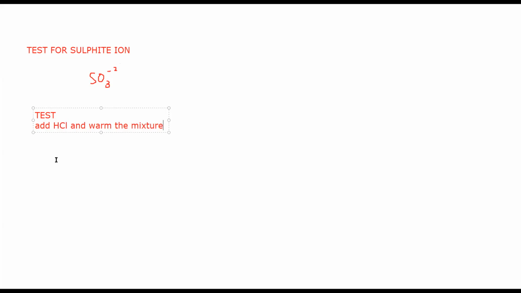When we warm the mixture, what will we observe? We will observe a pungent gas. Pungent here refers to irritating. So a pungent gas, basically the gas here is sulfur dioxide, SO2.